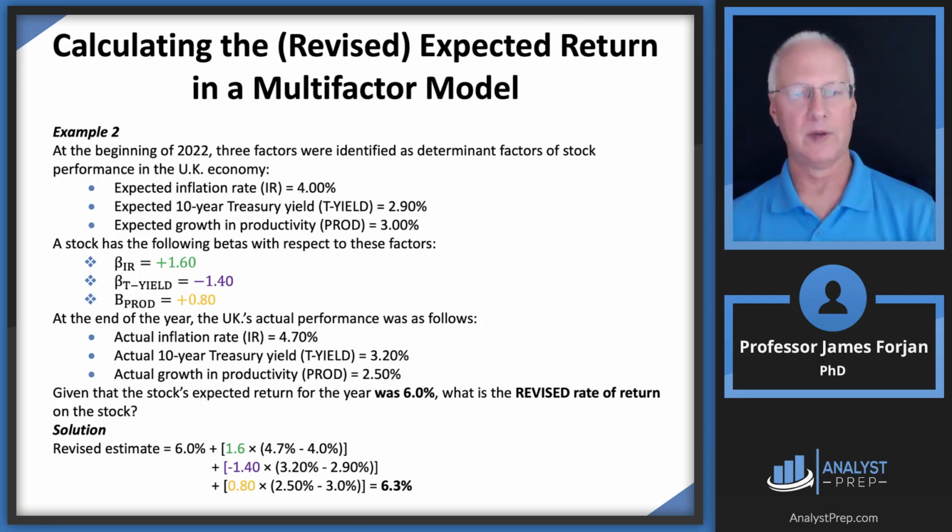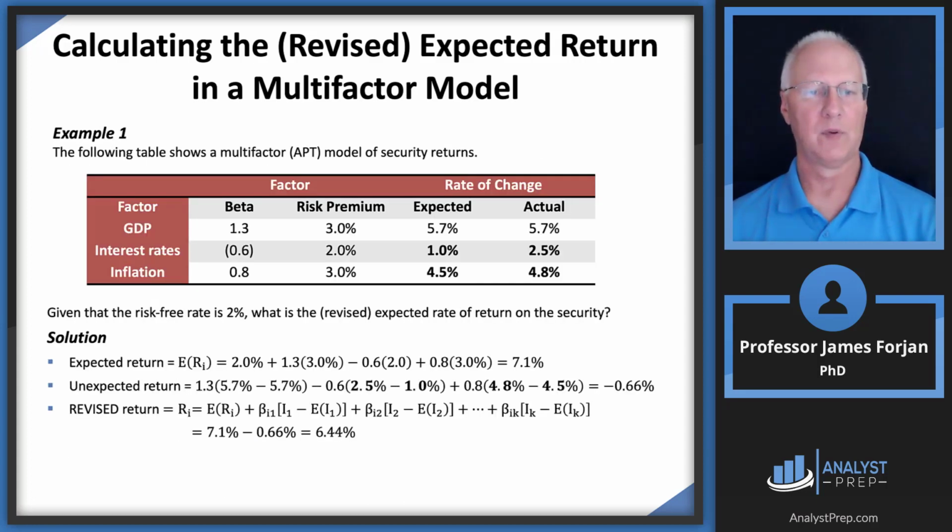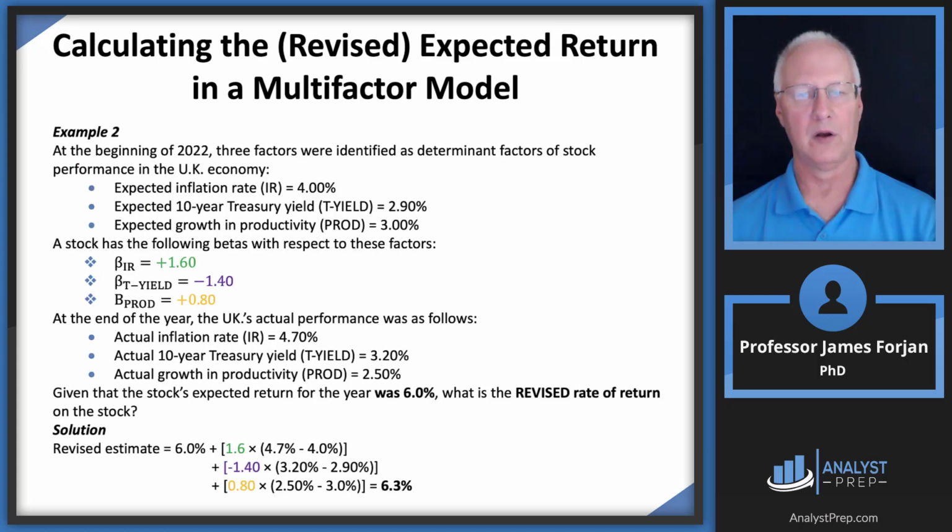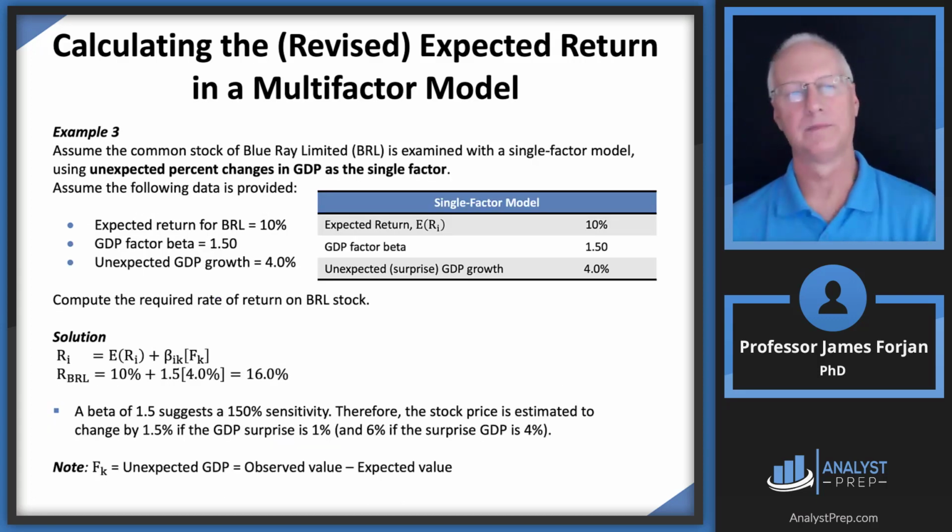At the year end, we have actual numbers, and so all we're going to do is this. If the expected return at the beginning of the year was 6%, what is the revised rate of return? We'll start with that 6%, and then add the product, the weighted average, of those differences between what we thought was going to happen and what actually happened. So there's our revised estimate, 6.3%. This example and the earlier example are very similar, but not completely identical.